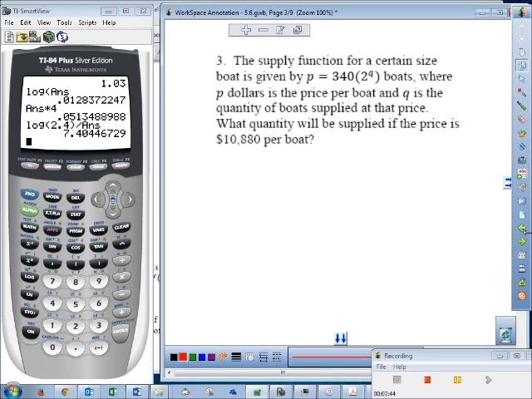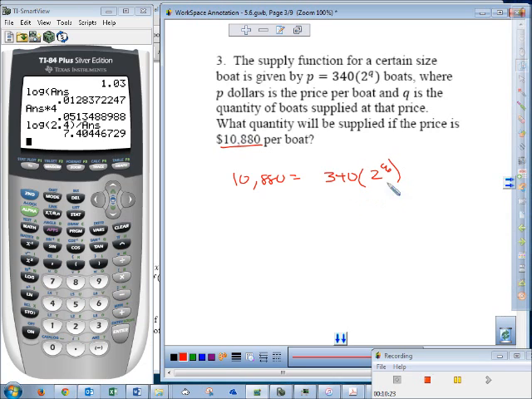See what you can do on this one. I'll let you read it and set up an equation for me. This guy goes in for P since he is the price, right? And P stands for price, so 10,880 equals 340 times 2 to the Q. That's awesome. It's like you're going for cheeseburgers with your friend. 2 to the Q.